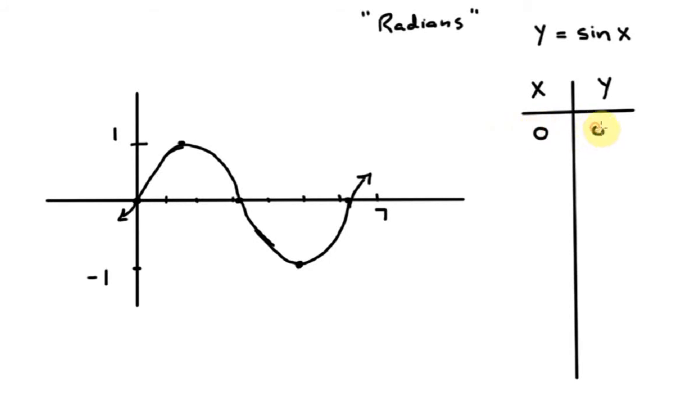0, 0 starts off our graph. But the next key point was this maximum. Wouldn't it be nice to know exactly where we hit 1? It turns out this is pi by 2, where it hits a maximum of 1. And this point here, which was just a little bit bigger than 3, was actually pi, and that's where we return to 0.